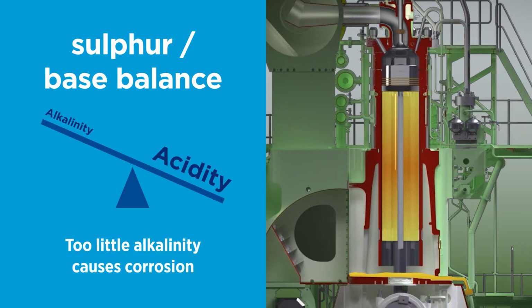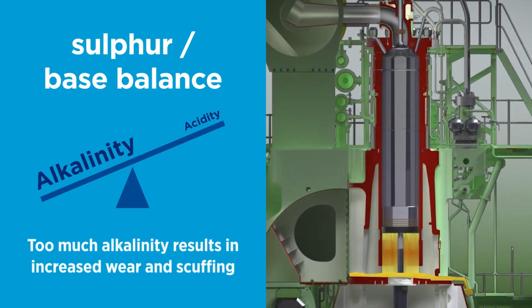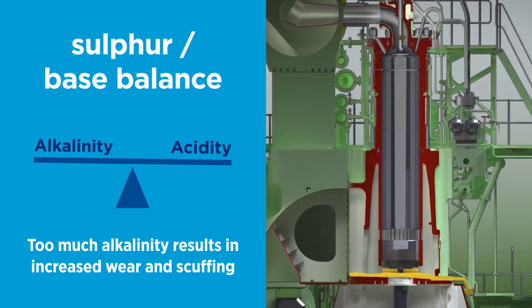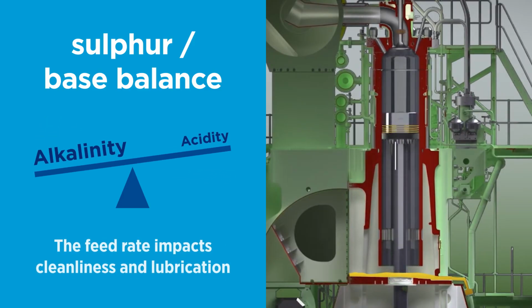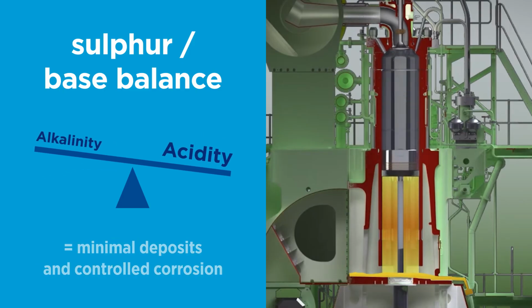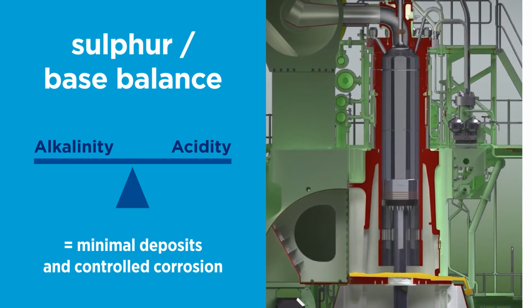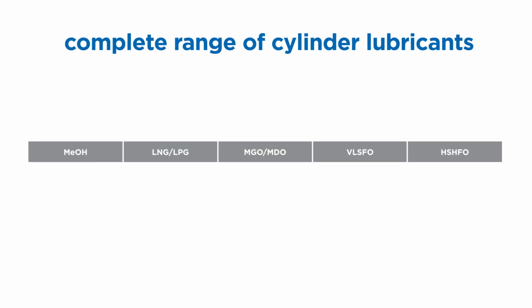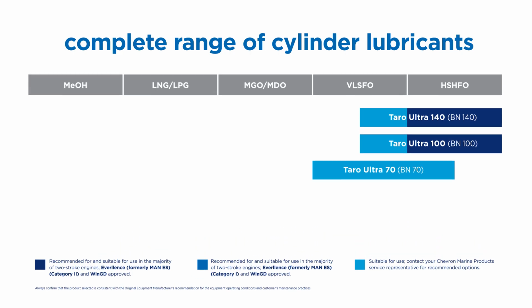Applying too little alkalinity causes corrosion, while too much results in abrasive deposits, leading to increased wear and risk of scuffing. The amount of alkalinity depends on the fresh oil's BN and the cylinder oil feed rate. The feed rate impacts cleanliness and lubrication. Drip oil analysis helps select the optimal fresh oil base number and feed rate by measuring the residual BN and wear metal content. For engines running on residual fuels like very low sulfur fuel oil and high sulfur heavy fuel oil, VLSFO and HSHFO, control of corrosion remains important.